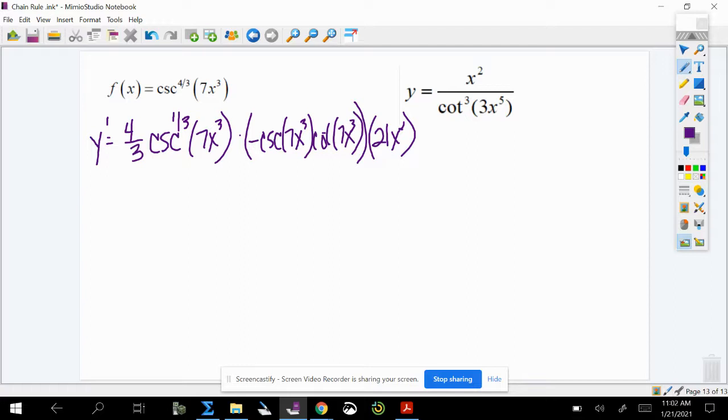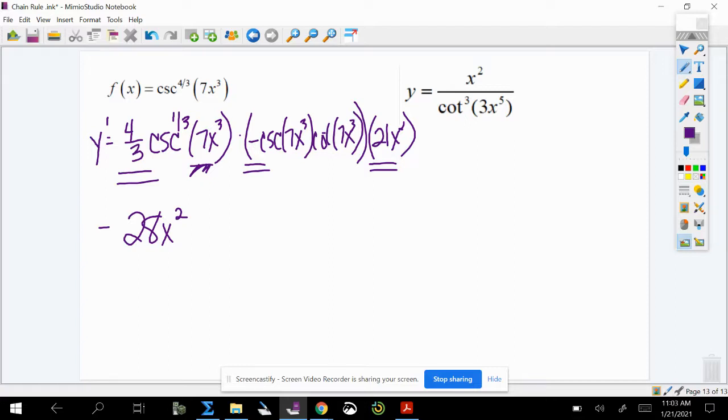What you can do is you can multiply your 4/3, your negative sign, and your 21 together to get your coefficient. So 4/3 times 21 would be 28, and it is negative, so you're going to get a negative 28x squared. So that's the first thing you can clean up.